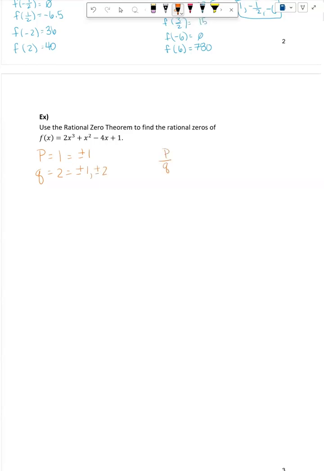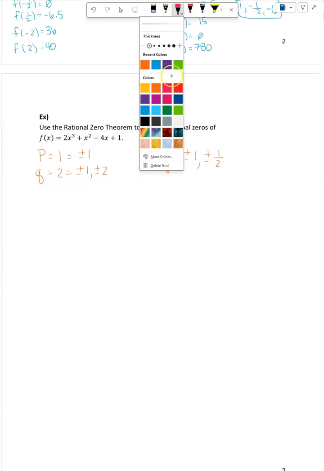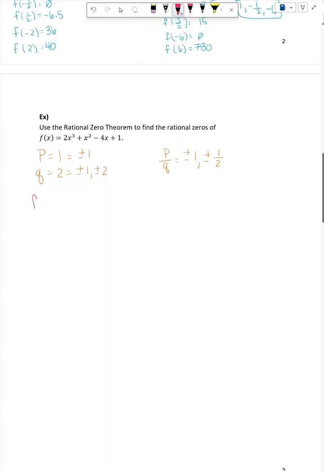So P over Q is plus minus 1 and plus minus 1/2, right? 1 over 1 and 1 over 2. So then we can plug those in. So we're going to have F of negative 1, F of 1, F of negative 1/2, and F of 1/2.